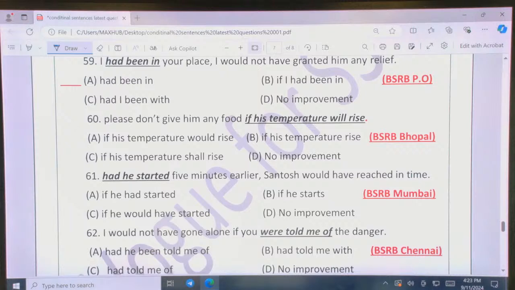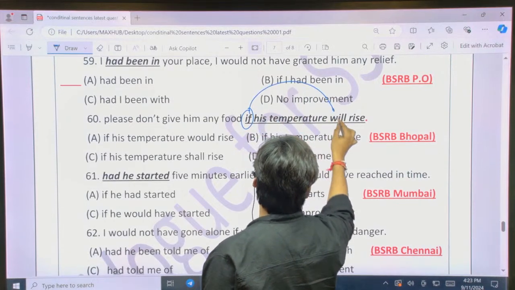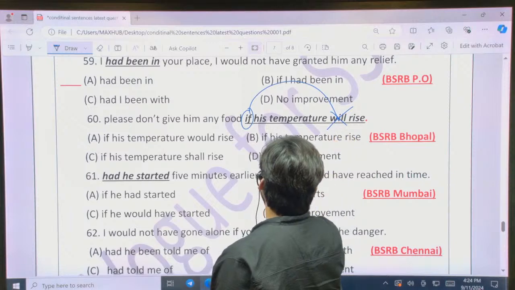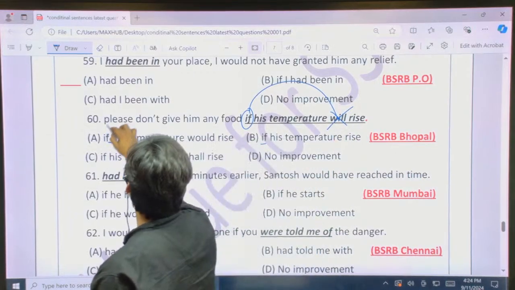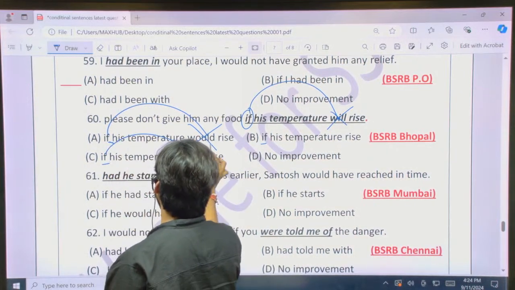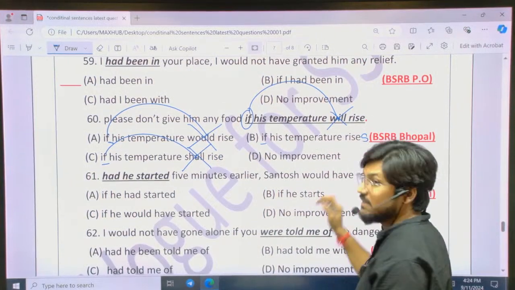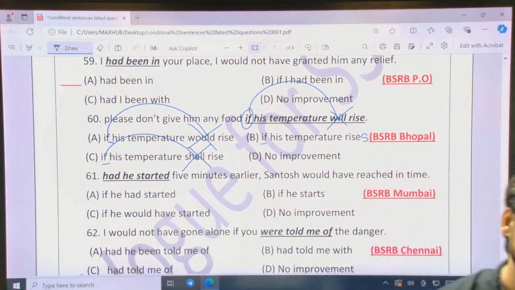All the options appear incorrect. Why? If you have used if, it does not like will, it does not like would as well, it does not like shall as well, right? Here it must have been rises. So I think this is a typing mistake, right? If his temperature rises, please don't give him any food.